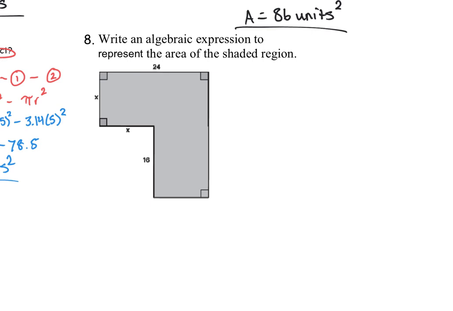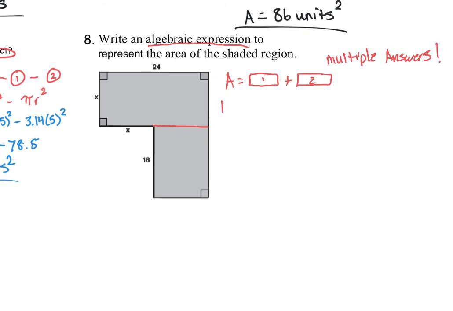All right, now starting with this last problem, I'm going to look at this as 2 rectangles. And it just says write an algebraic expression. We're not actually finding the actual answer here. So it's going to be area equals rectangle 1 plus rectangle 2, right? Now I want to make it clear that there are going to be multiple correct answers for this one, okay? Again, we know the area of a rectangle is base times height. So both of these will be base times height.